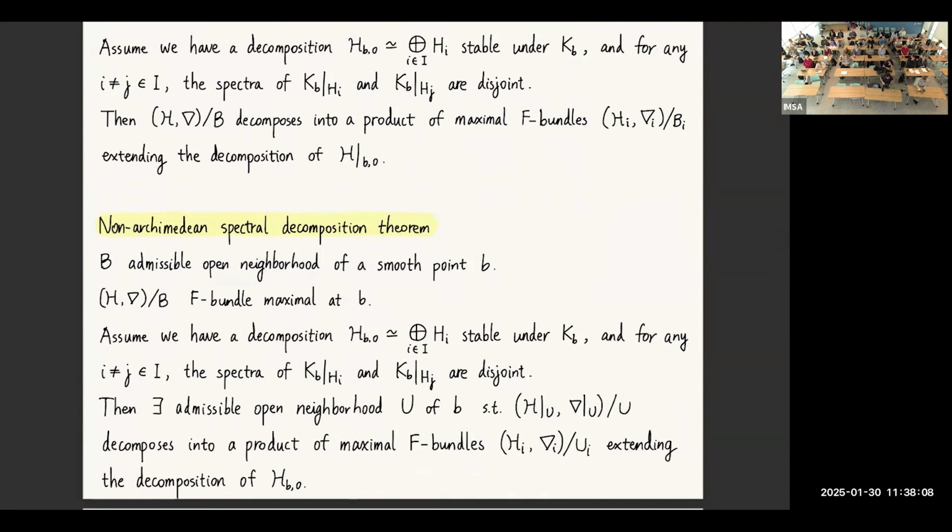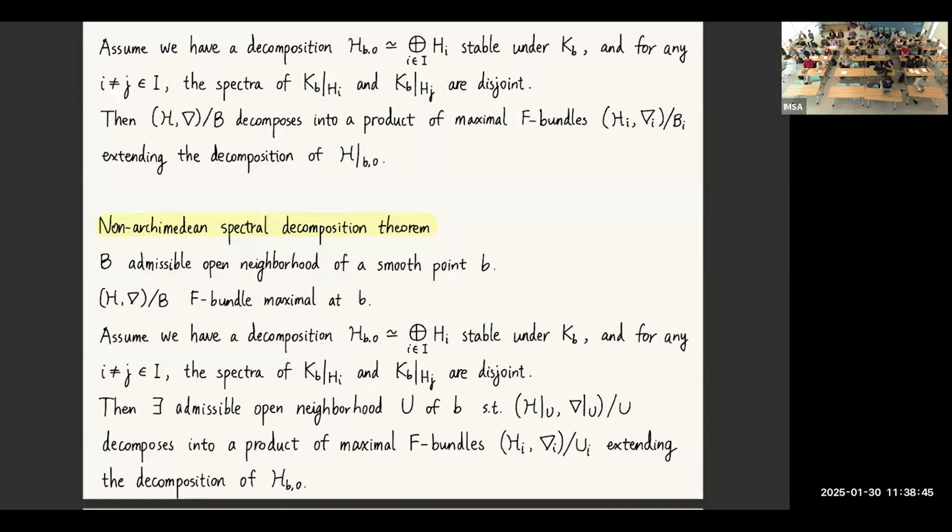Now the base is some non-Archimedean space, so some admissible open neighborhood of some smooth point. And we have a maximal F bundle there. We just need to assume it's maximal at one point and say that we have some decomposition, as Paul remarked. Why don't we say it's a generalized eigenspace decomposition?